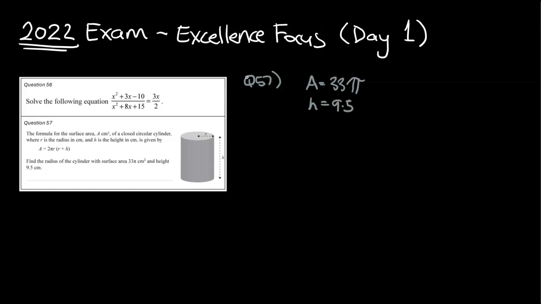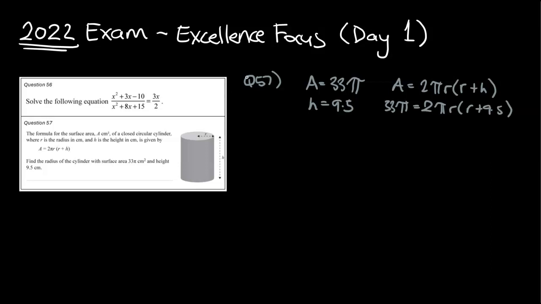So let's jot down the formula we're given and let's substitute both of those values into it. So A in this case is equal to 2 pi r, and then in brackets we've got r plus h. So we know A, we're going to take that away, put in 33 pi, and we know the h over here, that's going to become 9.5. And just a reminder, we've been asked to find the radius, so the r will be left over. So 33 pi will be equal to 2 pi r, and then we've got r plus 9.5.